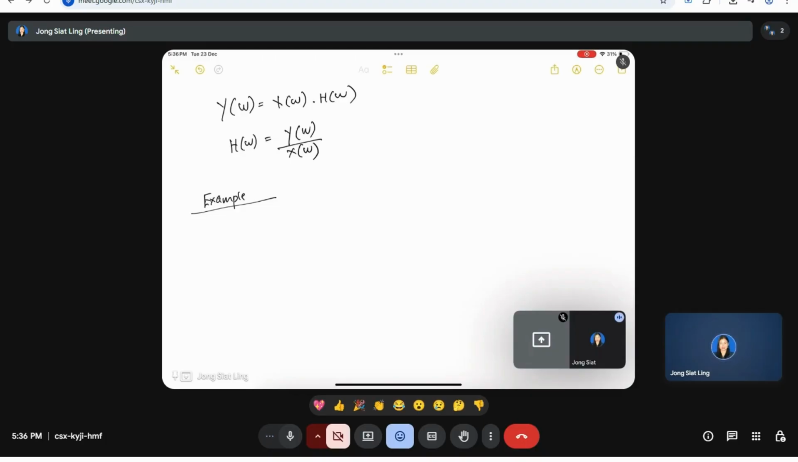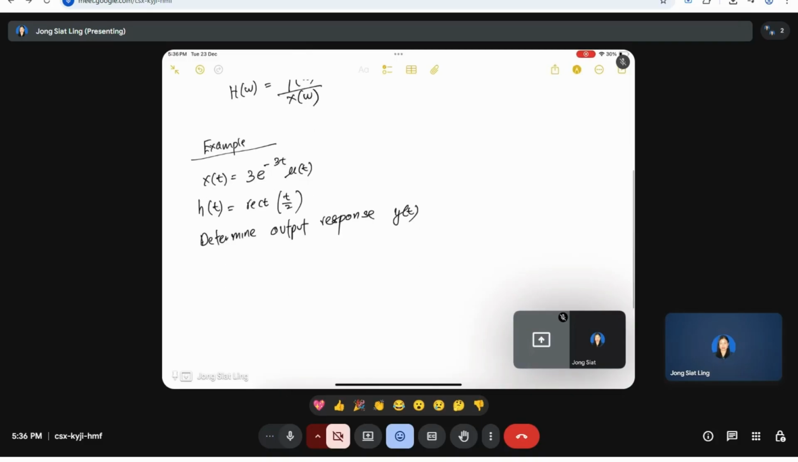If you have the input x(t) equal to 3 e to the power negative 3t u(t), and h(t) equal to rect(t/2), you have to determine the output response y(t) of the system. First of all, from x(t), we know that X(omega) equals 3 over j omega plus 3.